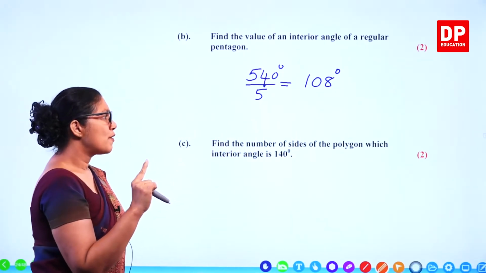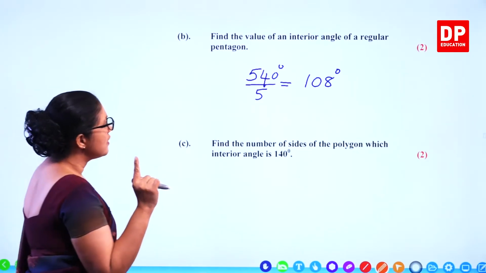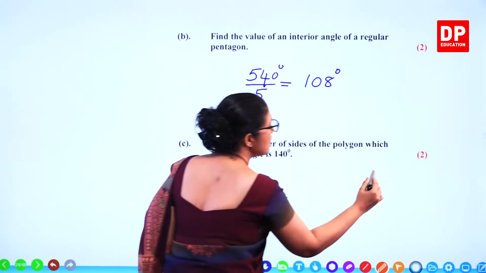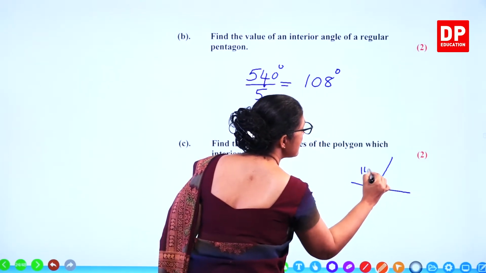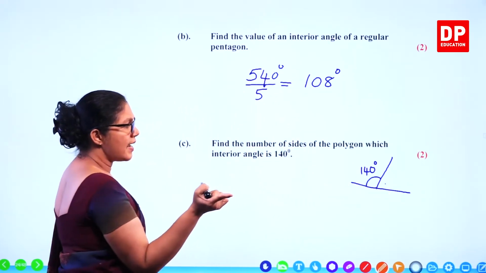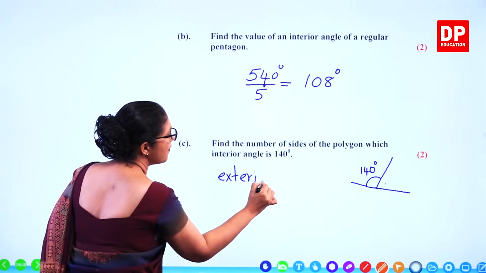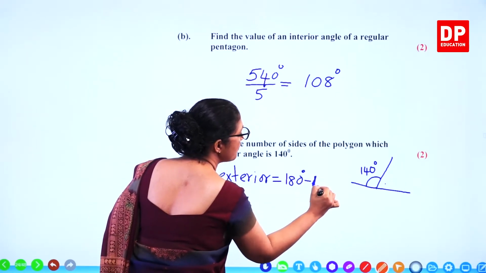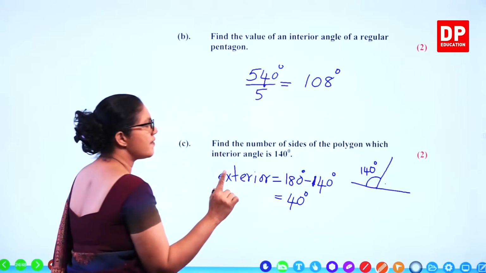Find the number of sides of the polygon whose interior angle is 140. What do you know about interior angle and exterior angle? This is 140. If this is 140, what is the exterior angle? Exterior angle becomes 180 minus 140, the interior one. So you get 40 degrees for the exterior angle.